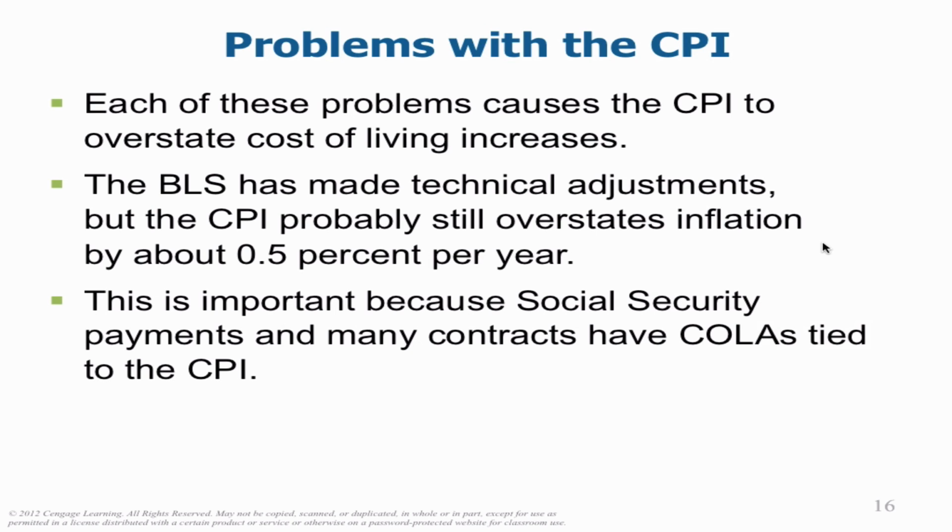When it really matters is because of those COLAs. All of a sudden, we're paying Social Security recipients 0.5% more than they actually need because we overstated inflation. And if you do that year after year after year, you're costing the government a whole lot of money.